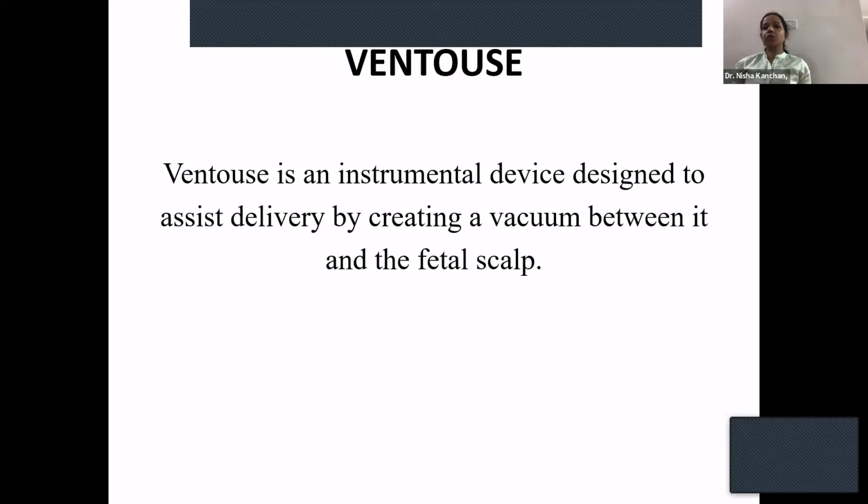So ventouse or vacuum is an instrumental device designed to assist delivery by creating a vacuum between it and the fetal scalp. By creating this vacuum and by pulling on that vacuum created, you are giving traction, you are doing a ventouse delivery. Next slide, please.